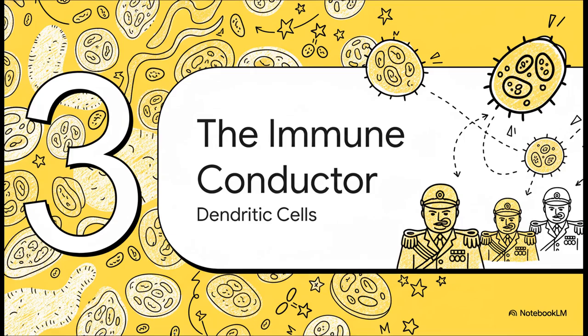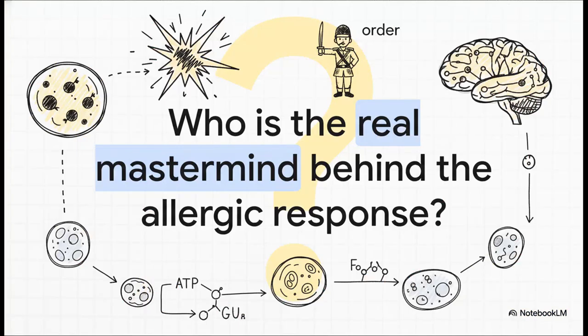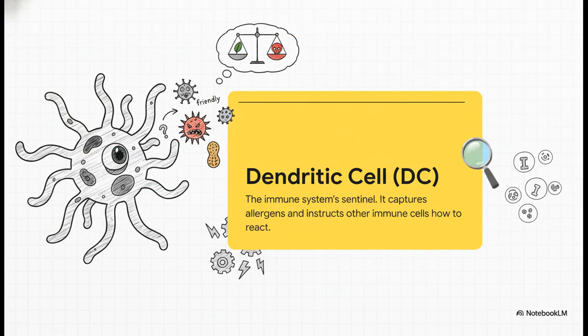And that something else brings us to the real star of today's explainer. We're talking about a cell that's less like a foot soldier and more like a four-star general, orchestrating the entire battle from the very beginning. Think about it. If the mast cell is the one launching all the chemical weapons, who's the one that gives the order to even prepare for war in the first place? Say hello to the dendritic cell.